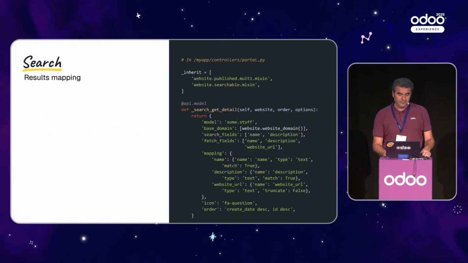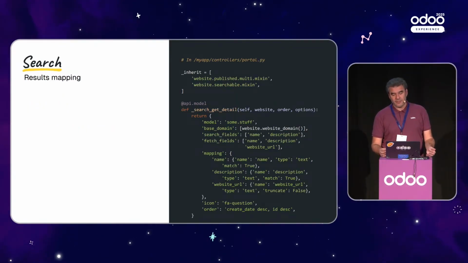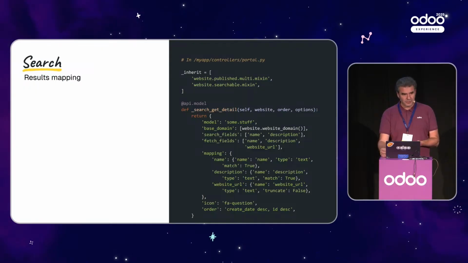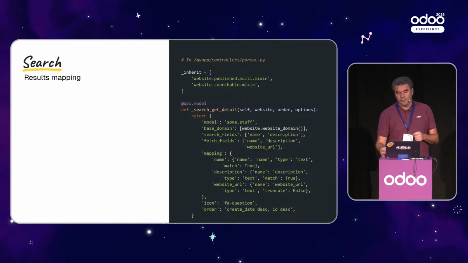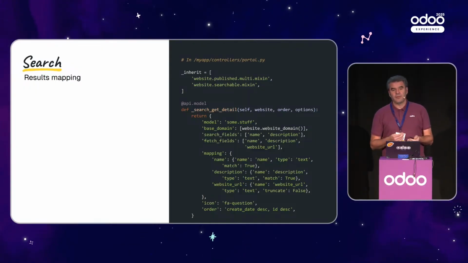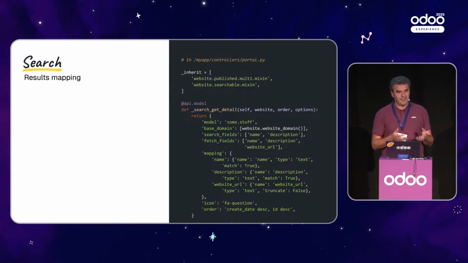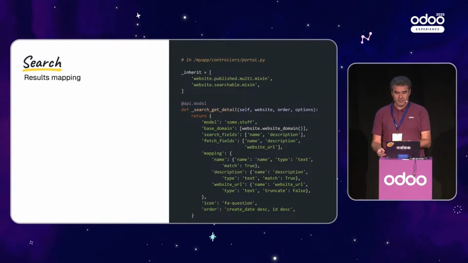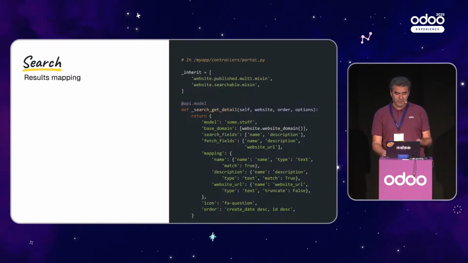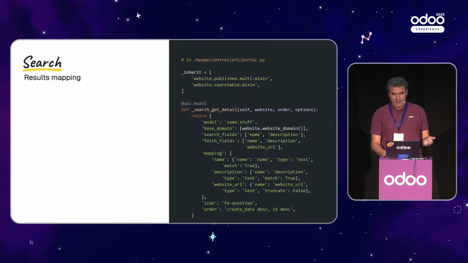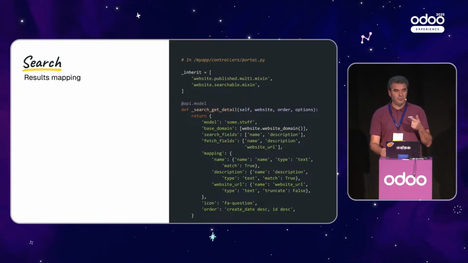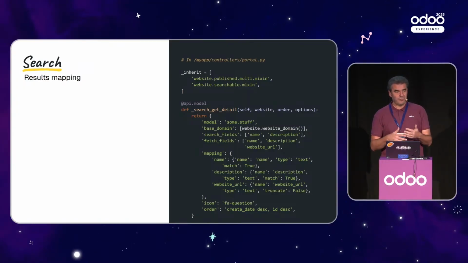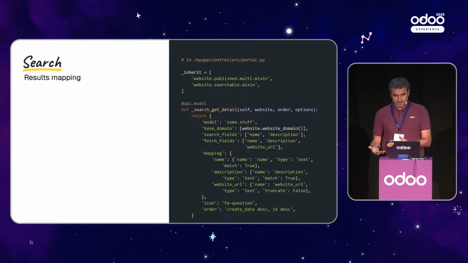So inside your model, be sure to inherit from website searchable mixin so that all the methods required to perform the search are available. And you override search get detail, which will provide the metadata that describe what to search. So you need to provide the model that you're looking for, the domain, the fields within which to look for the search term, and the fields needed to actually have the data to put on display.